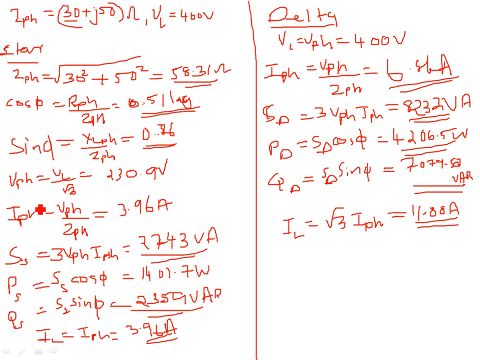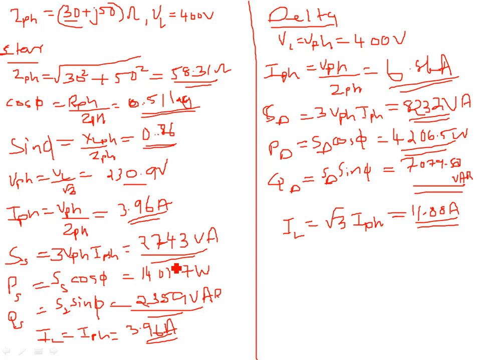Now, in the case of star connection, what is phase voltage? Phase voltage is 230.9 volt. Now, what is phase current? Phase current is basically V phase by Z phase, that is voltage across each phase by impedance in each phase. V phase is 230.9 and Z phase is 58.31. That comes to 3.96 ampere. Now, coming to apparent power. Apparent power is 3 times V phase, I phase. So here V phase is 230.9 and I phase is 3.96. That gives 2743 volt ampere.